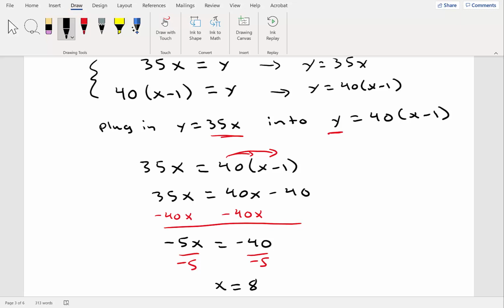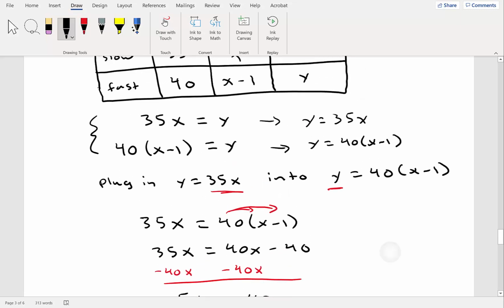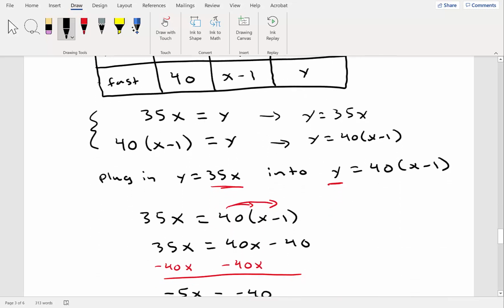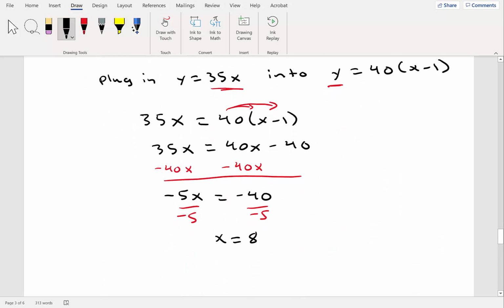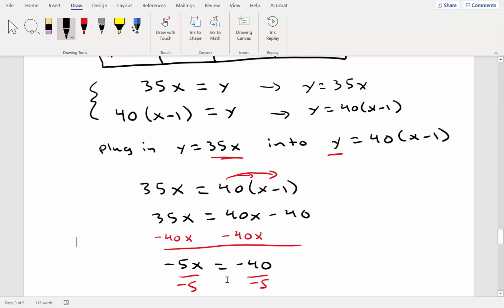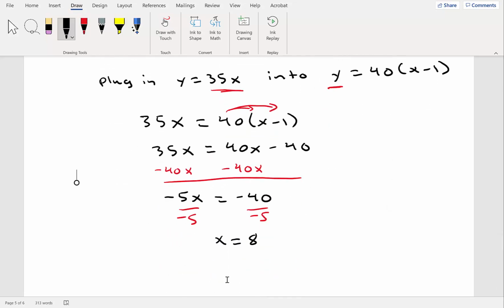So now let's go back to the problem to see what it was asking us for. It says, how far from Barstow will the faster train catch up with the slower train? Okay. So our x, this represented the slower train. So it means that the slower train was driving for 8 hours. So since the faster train was 1 hour less, so it started traveling 1 hour after, that means that the faster train will catch up to the slower one in 7 hours.